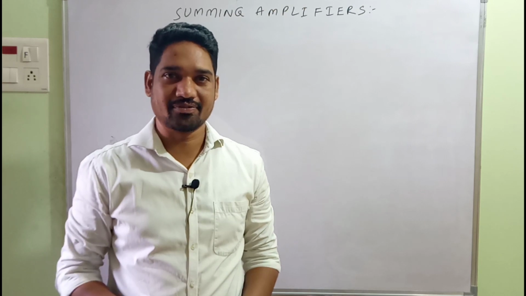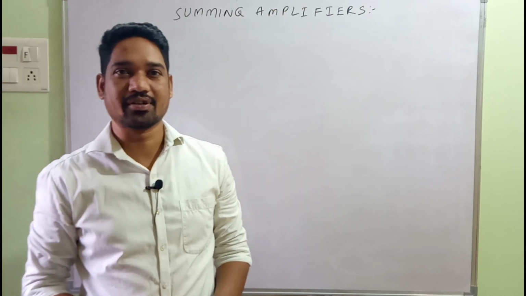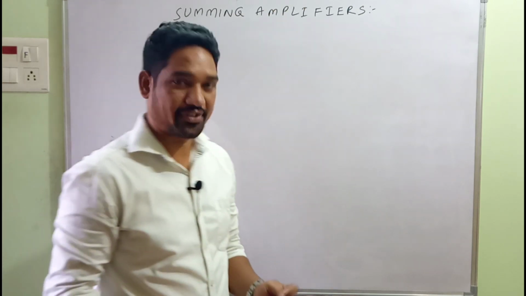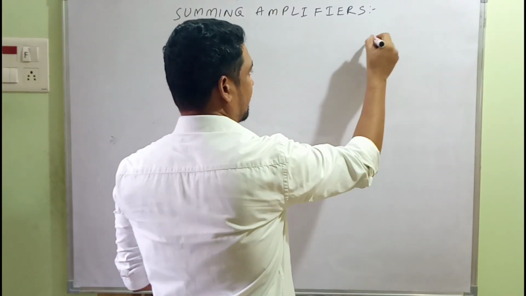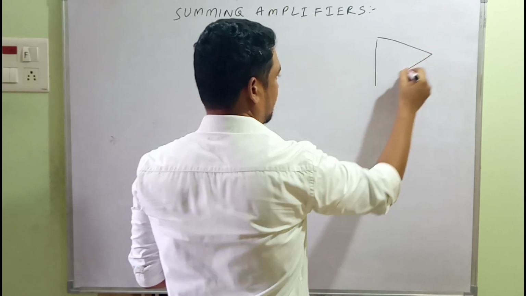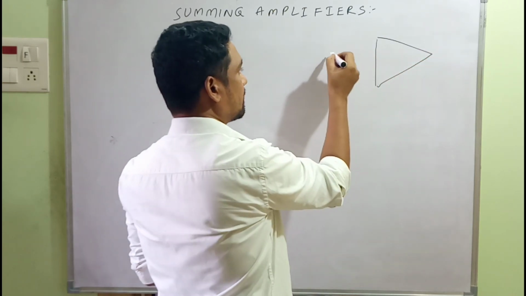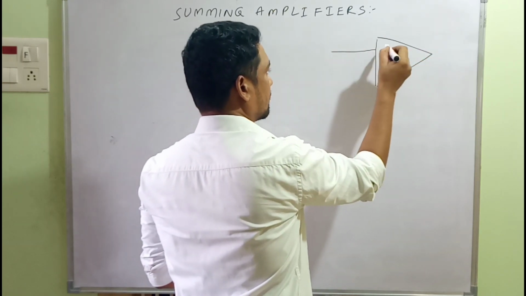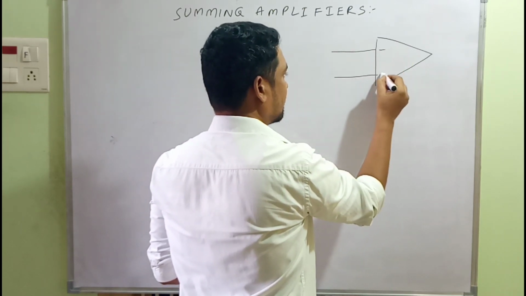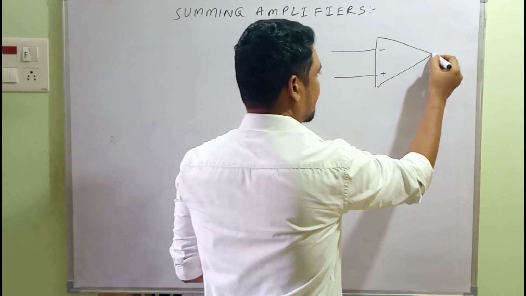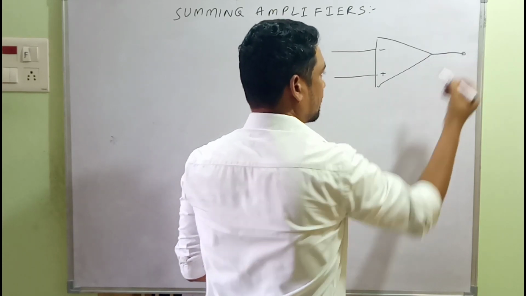One of the applications of operational amplifiers in this video is summing amplifiers. The circuit diagram looks like this. Here we have an operational amplifier, the circuit symbol of an operational amplifier, having two inputs. One is inverting and another one is non-inverting. And this comes under one of the linear applications of operational amplifier.